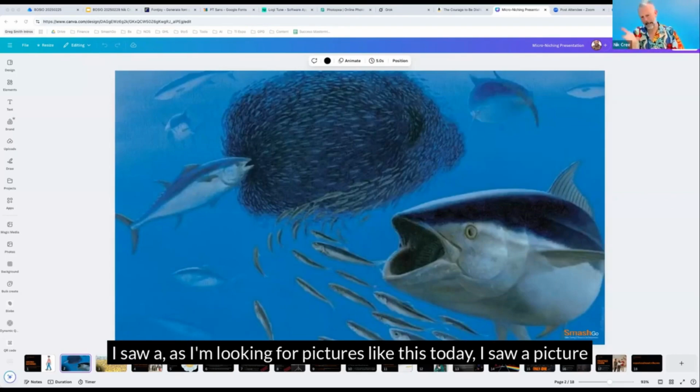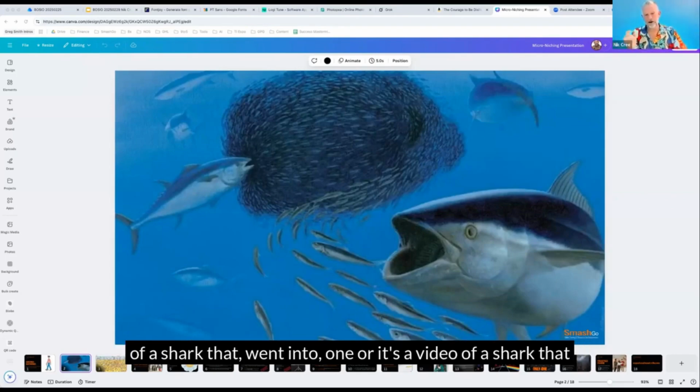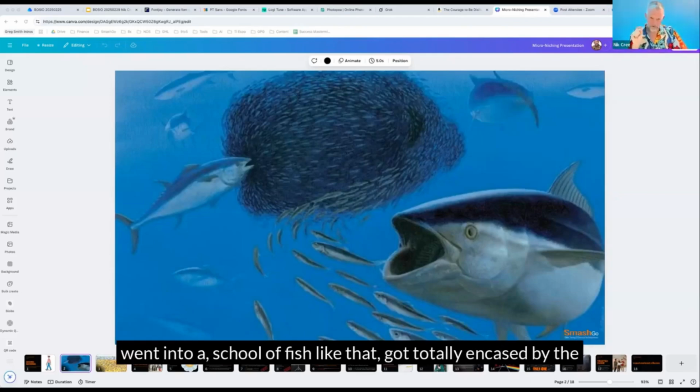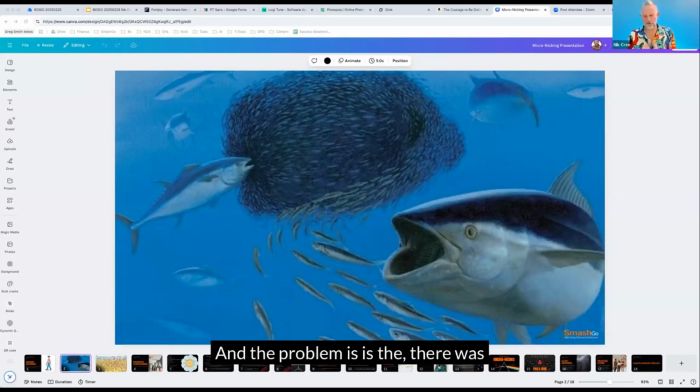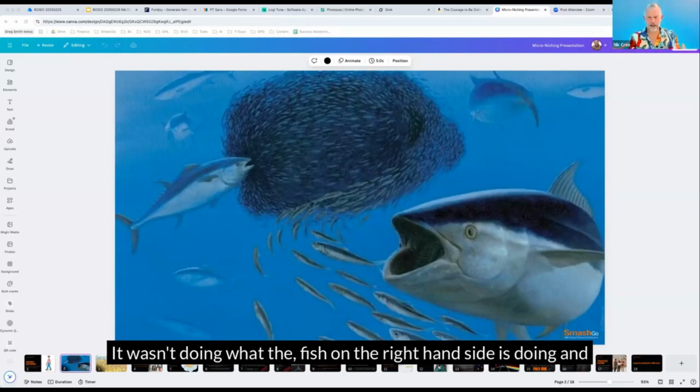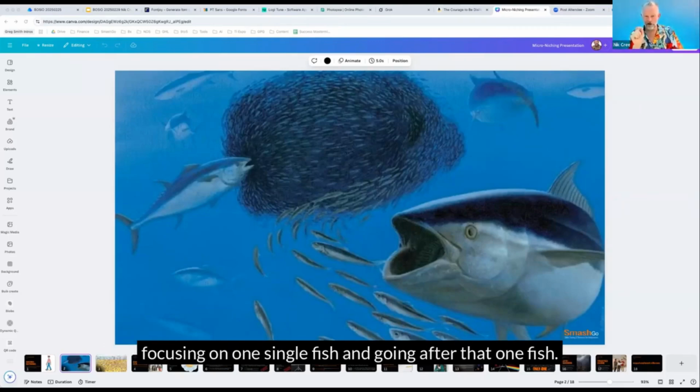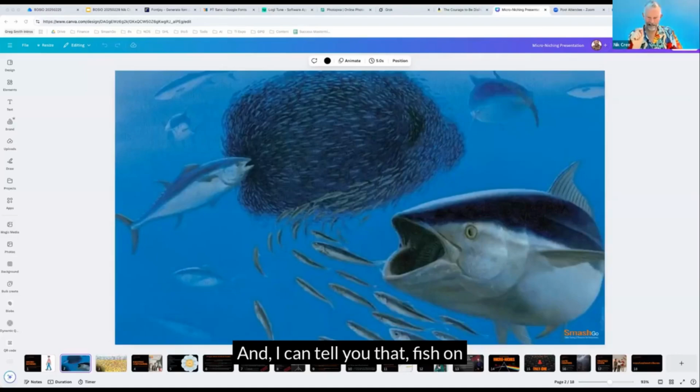As I was looking for pictures like this today, I saw a video of a shark that went into a school of fish like that, got totally encased by the school of fish, but couldn't actually get one to eat. The problem is the shark there was focusing on the whole school. It wasn't doing what the fish on the right-hand side is doing, focusing on one single fish and going after that one fish.